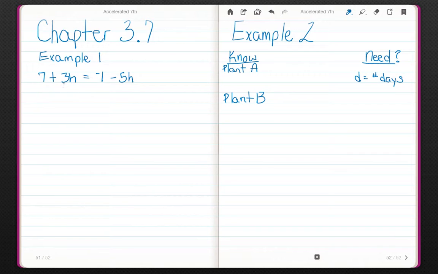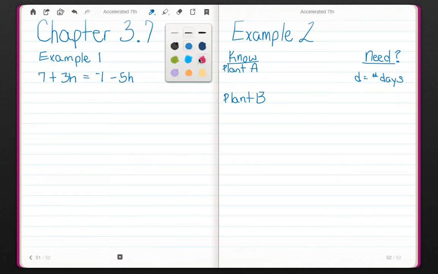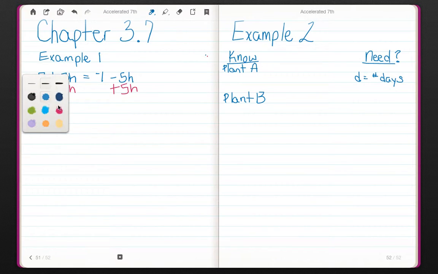It does not matter if I move the variable from the left side to the right side or the right side to the left side. I like to try to keep my variable positive, so I'm going to start by adding 5h to both sides. Then I will rewrite my equation: 7 plus 8h equals negative 1.